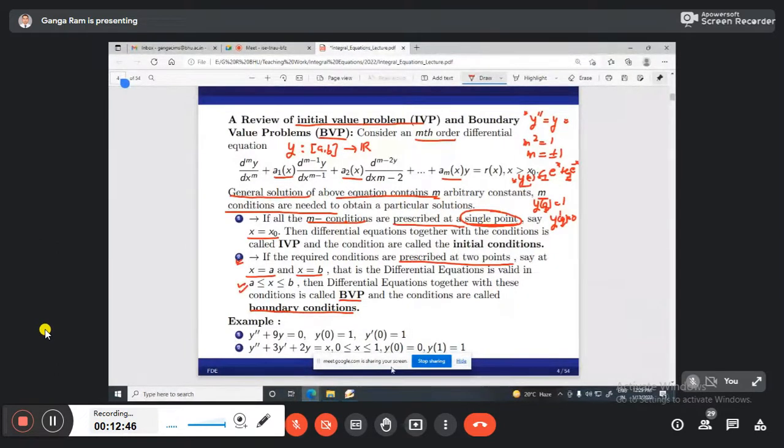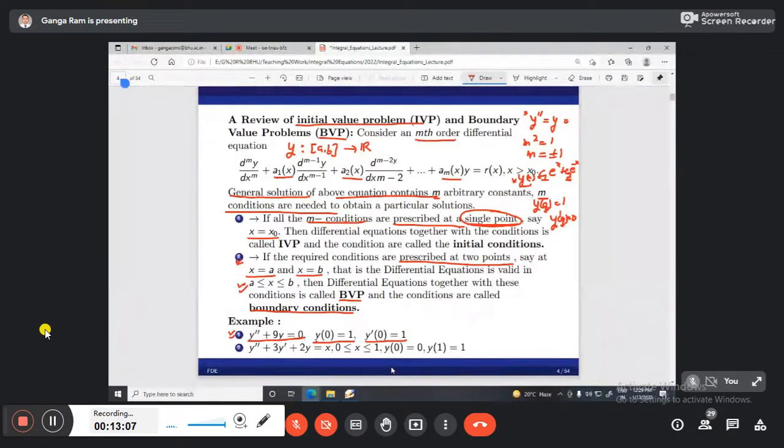Yes, sir. Now you can see here one example. I have also taken a second order differential equation. It is given y double prime plus 9y equal to 0, and because it is a second order differential equation, to find the particular solution we need two conditions, the first condition and the second condition.